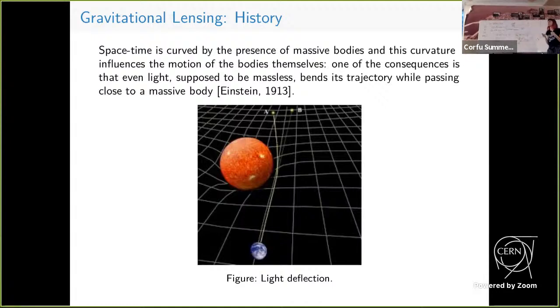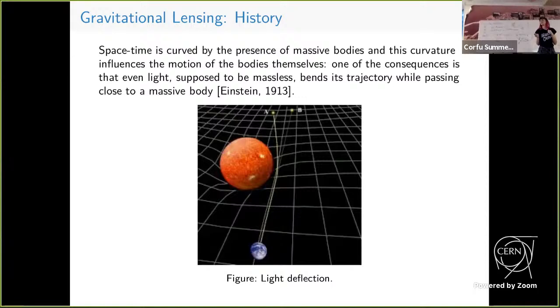So I was saying that space-time is curved by the presence of massive bodies, and this curvature influences the motion of the bodies themselves. One of the consequences is that even light, which is supposed to be massless, bends its trajectory while passing close to a massive body.